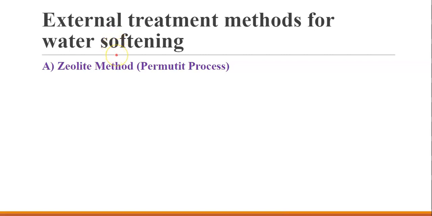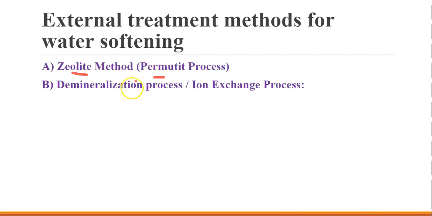If anyone has not seen my previous sessions, who doesn't know what the types of water and the types of hardness of water are, they can refer to my previous video sessions. In this session, we are going to study the zeolite method for water softening, which is also called the permutit process. The other methods which we are going to see in next sessions are the demineralization process, also called the ion exchange process.